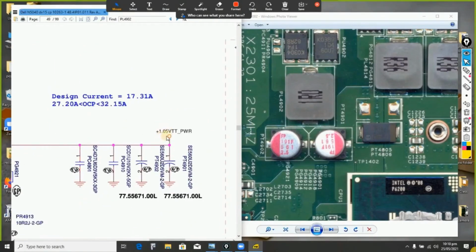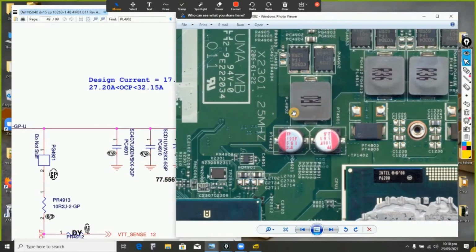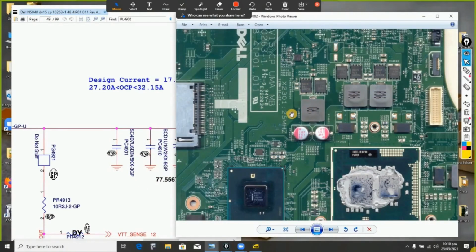What is the expected voltage here? This is 1.05. If I'm getting 1.05 here, where is the destination? I'm sure once I have 1.05, this is the destination of my 1.05. So that is this for this section. Another section again, that means this is another coil.